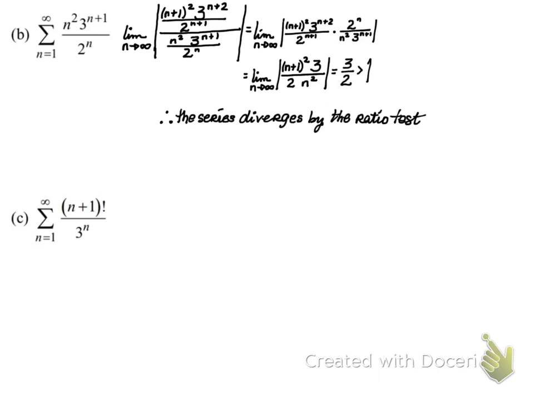Now, I want to talk about a few things. One thing that I did here was that I used dividing fractions, just flip the last and multiply. That should be fairly apparent to most of you. What might not be apparent is the fact that I changed this 3 to the n plus 2 into 3 to the n plus 1 times 3.